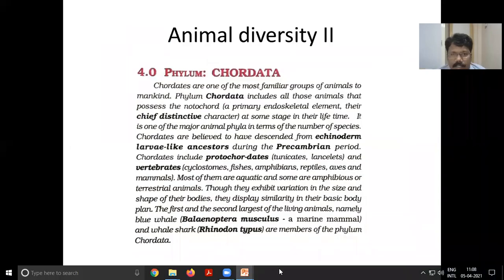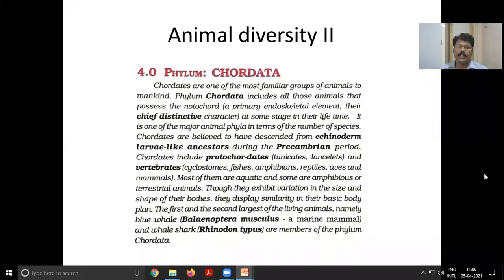Well, in the last class, we discussed the general characters of chordates, and we know the chordates include the animals that possess three distinctive characters. One is called the notochord, the second one is the dorsal nerve cord, and the third one is the pharyngeal slits. This group also includes the protochordates. Protochordates means the urochordates and the cephalochordates, and the vertebrates. Vertebrates are the group of chordates in which the notochord is replaced by the vertebral column. And we will see the general characters of all these protochordates and vertebrates in this class.